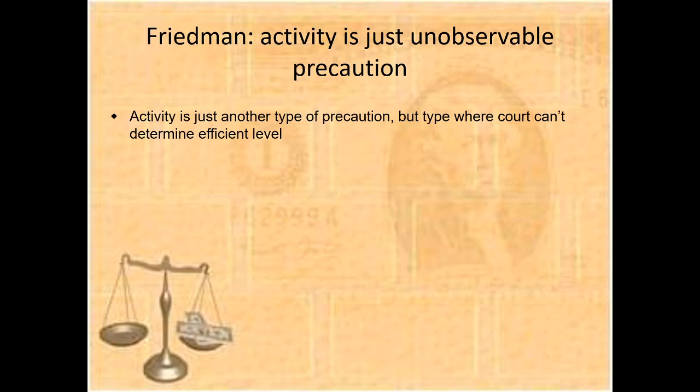Okay, so liability, again, the negligence rule is strict liability with the contributory negligence. Negligence is more suitable when the unobservable precaution matter is being considered. So activity is just another type of precaution, but a type where the court can't determine the efficient level. That is why we can only say too high, too low, or very high, very low, or whatever. That itself is actually a qualification which we attribute. What is too high, what is too low, etc.